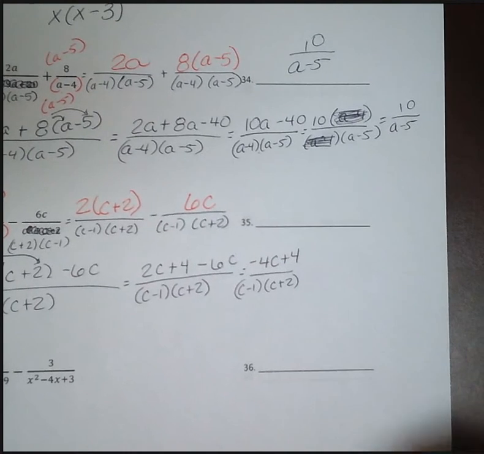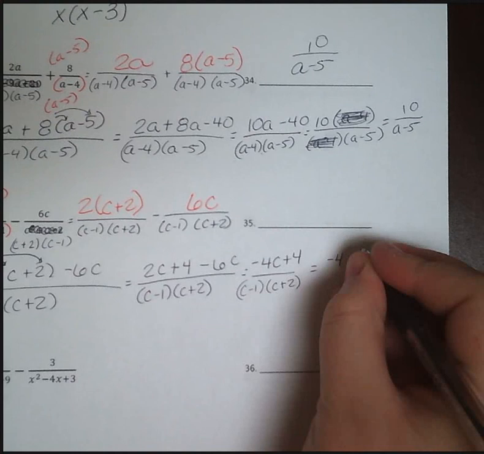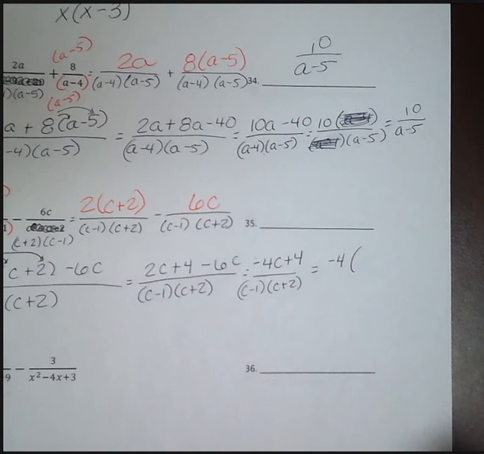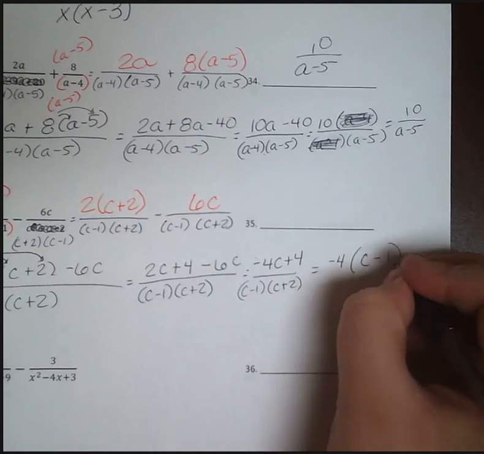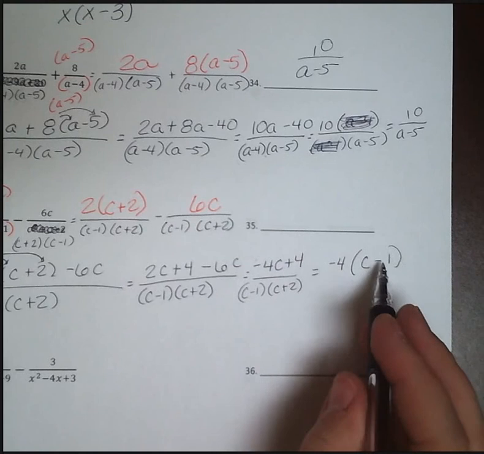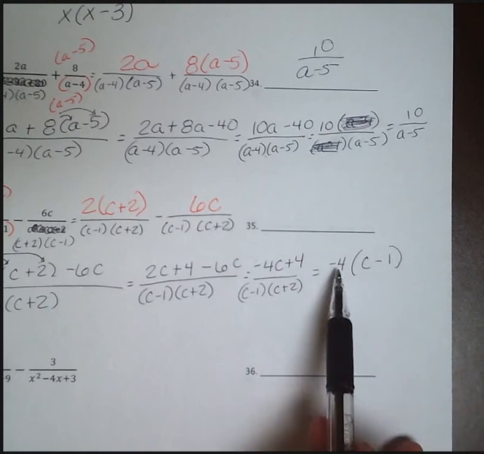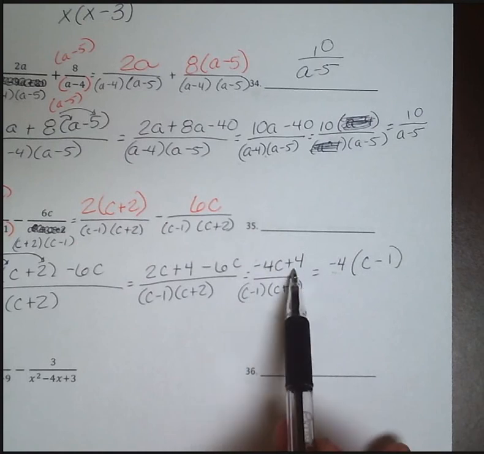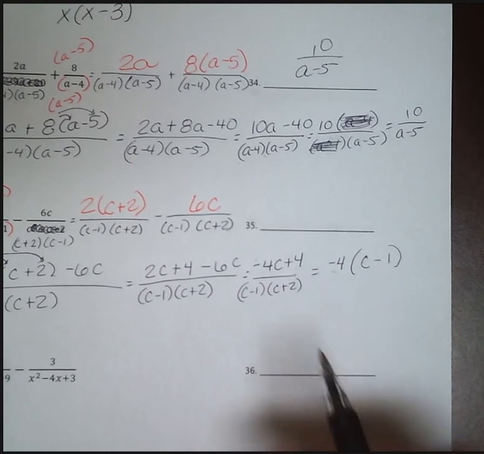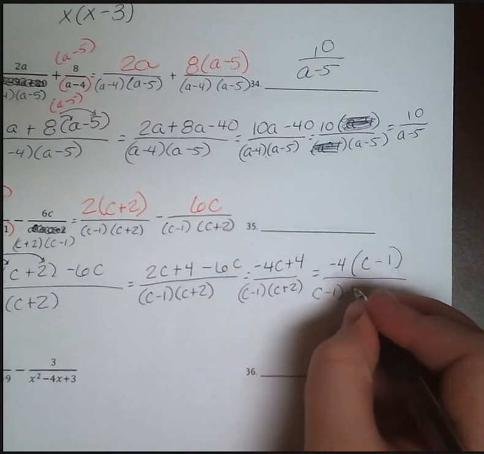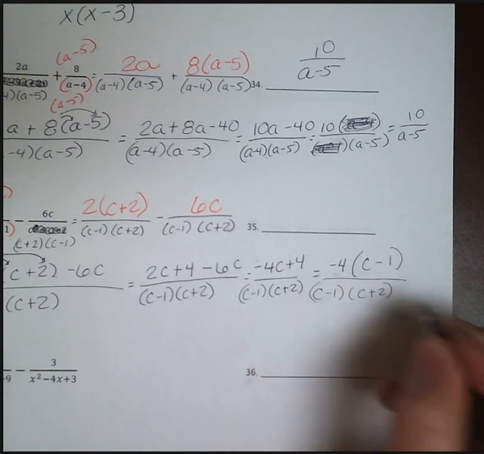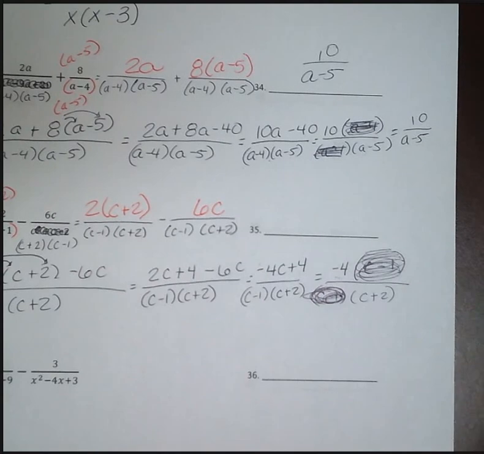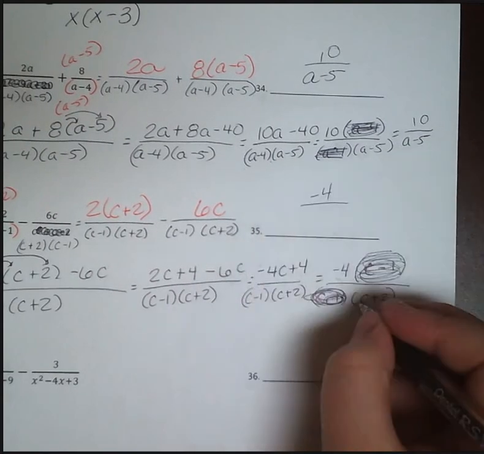And then you can factor out a negative 4. The reason you do that is because you never want this first term to be negative, and they have a 4 in common. So that leaves you with a c minus 1. If you're confused as to why it's a minus 1, remember when you take out a negative 4, you divide each of these terms by a negative 4. And so 4 divided by negative 4 would give us a negative 1. So your c minus 1s are going to cancel, leaving you with negative 4 over c plus 2.